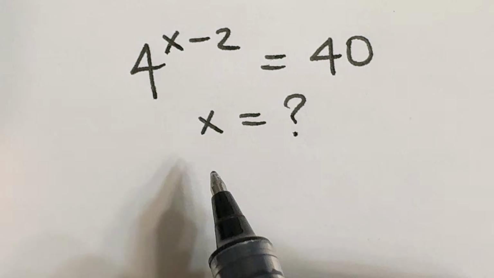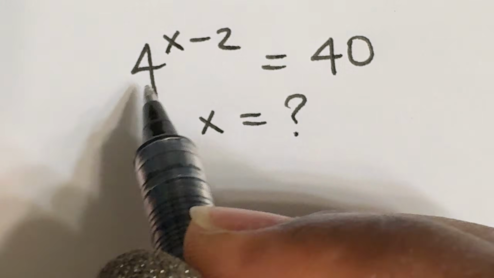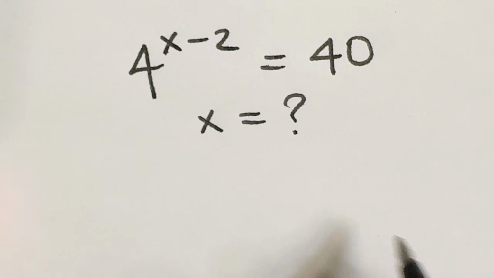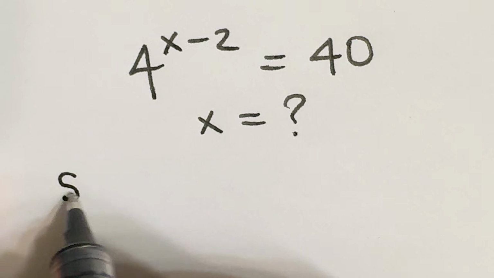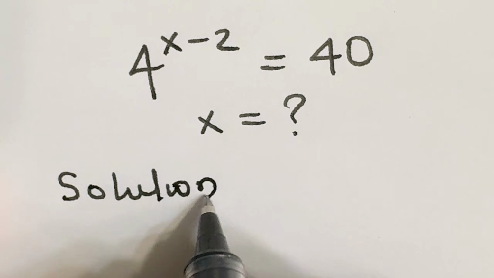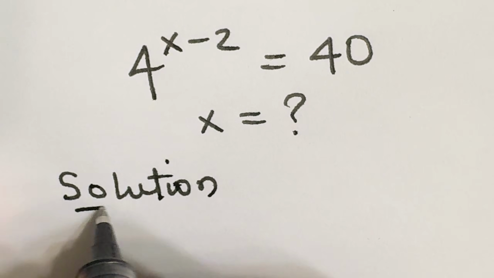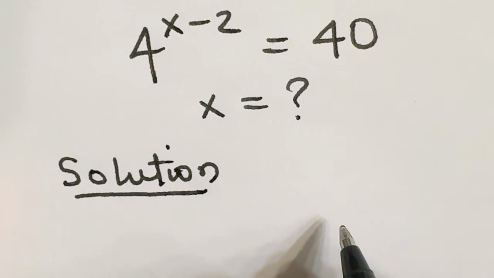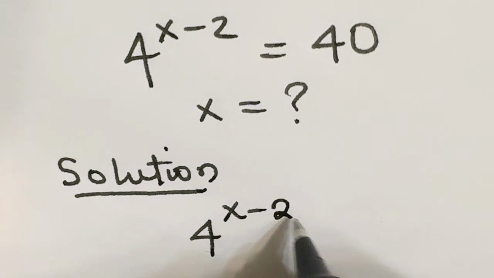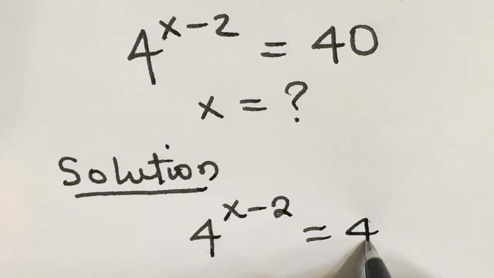In this video, we want to solve for x given 4 raised to power x minus 2 is equal to 40. We have 4 raised to power x minus 2 is equal to 40.